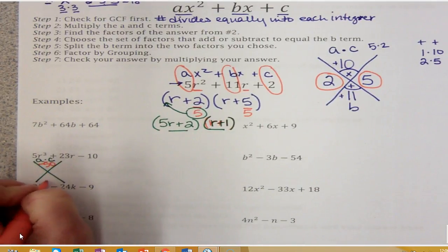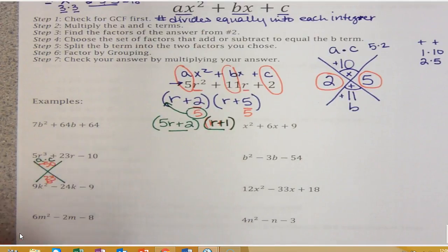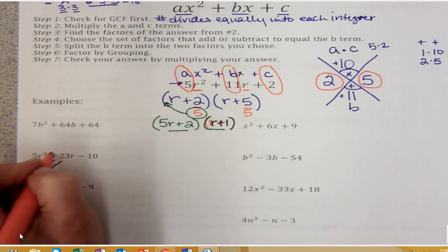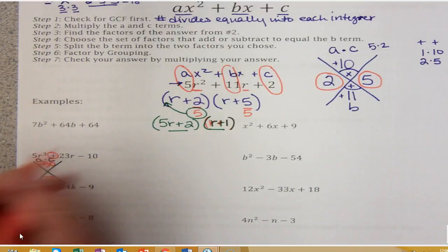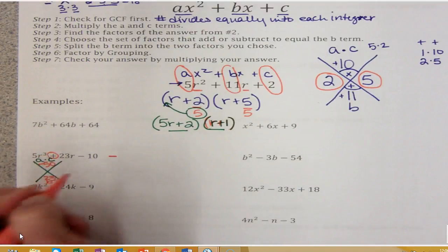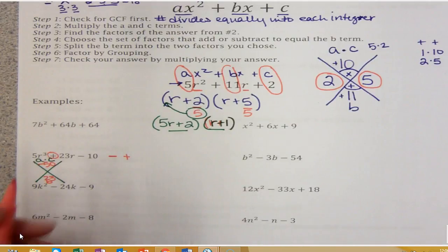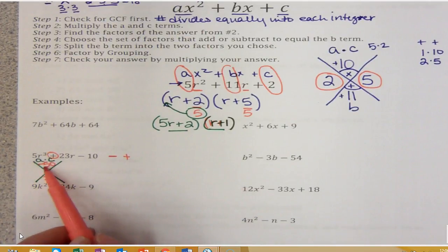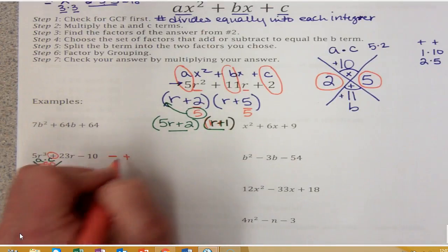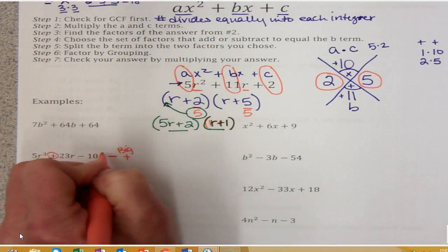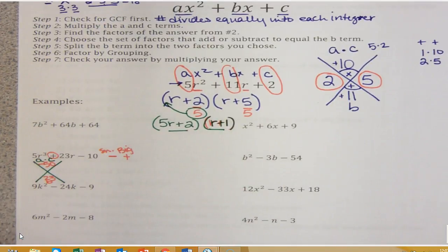Then my b value is 23. So I need to figure out what two numbers multiply to give me negative 50 and add to give me 23. One thing I notice is that it's a positive 23. And since this is a negative 50, I know that one of my factors of 50 has to be negative and the other one's going to be positive, because a positive times a negative is a negative, which is what I want. But I'm also noticing that this is 23, which is positive. So my bigger number must be positive and my smaller number is going to be negative.